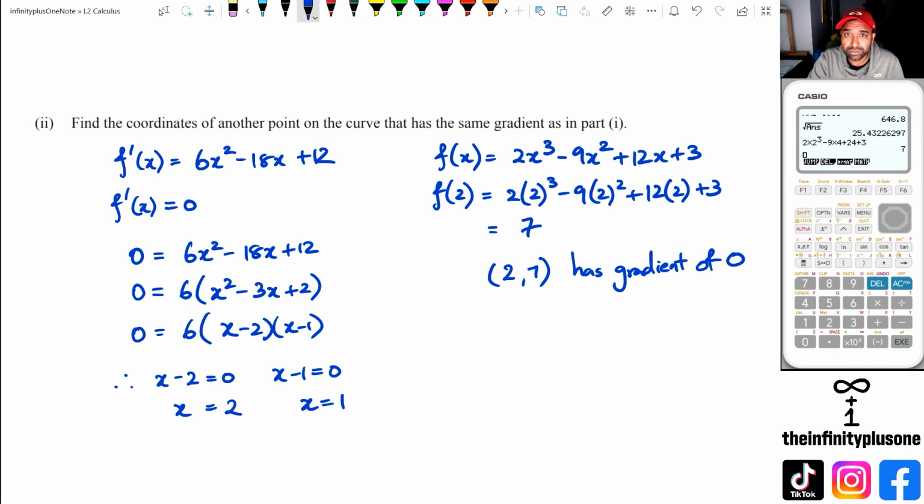All right, next question. Now grades-wise, correct gradient equation equal to 0 gets you achieved, and coordinates found is a merit. So it's one of those weird double questions where you have to get part 1 and part 2 correct.